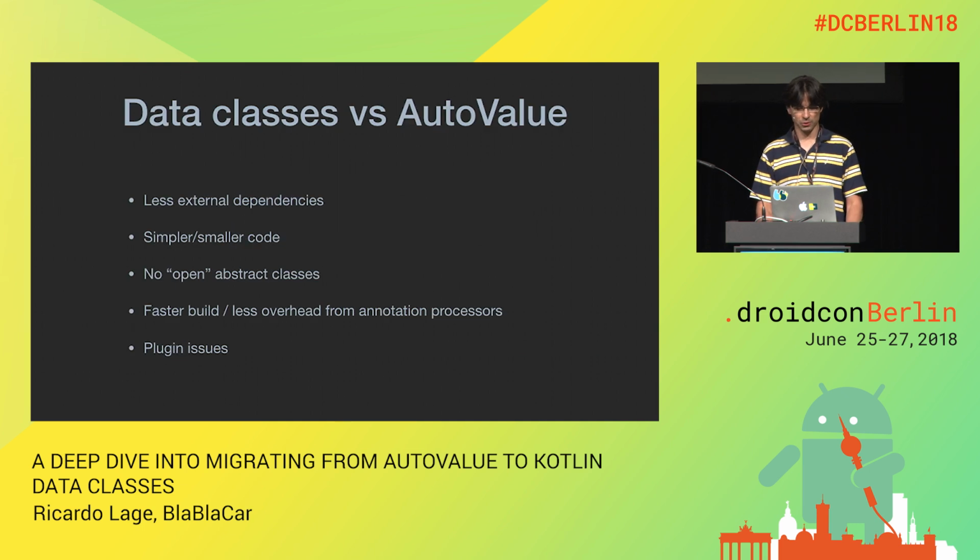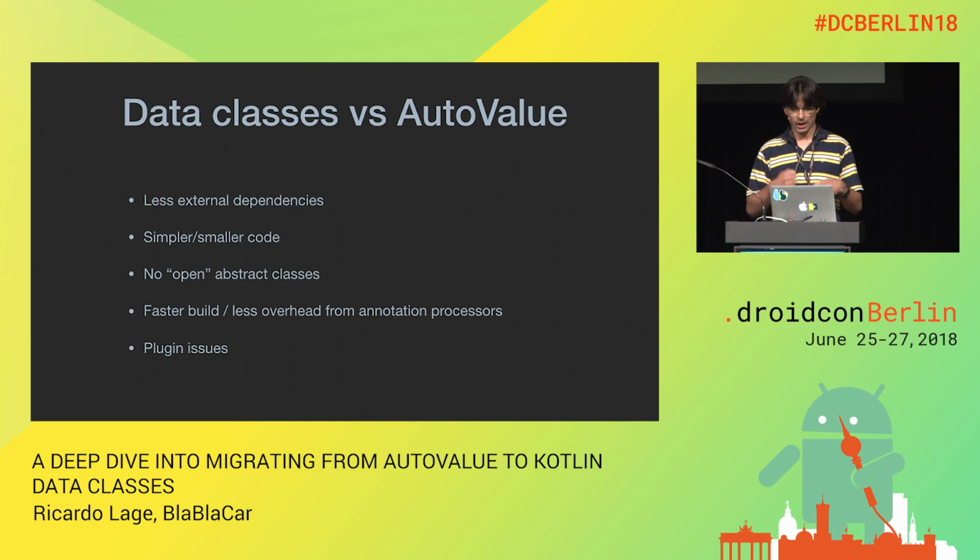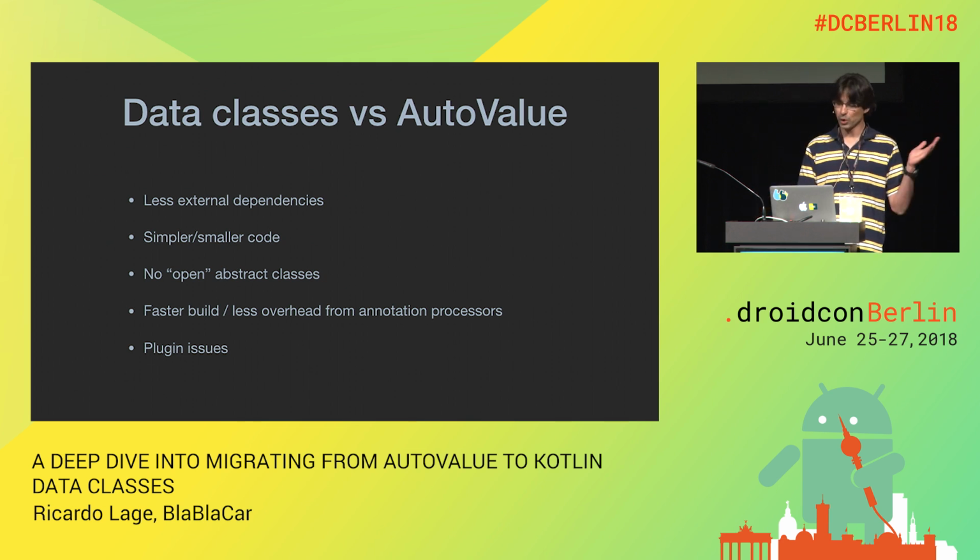So comparing the two, with data classes we have fewer external dependencies. The code is much simpler, much smaller. It's just one line of code instead of all these fields and this abstract class that we have. We don't need an abstract class anymore, so we get our final class. We don't have an annotation processing step happening because this is done by Kotlin at compile time. And we had a few smaller plugin issues as well that we don't get anymore with Kotlin data classes.